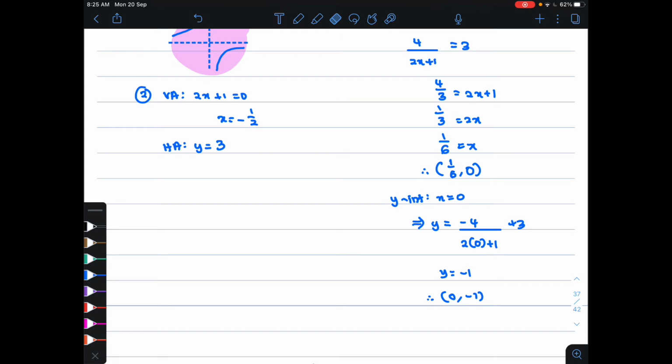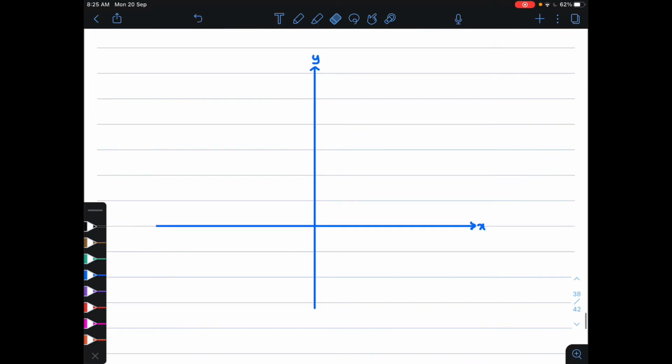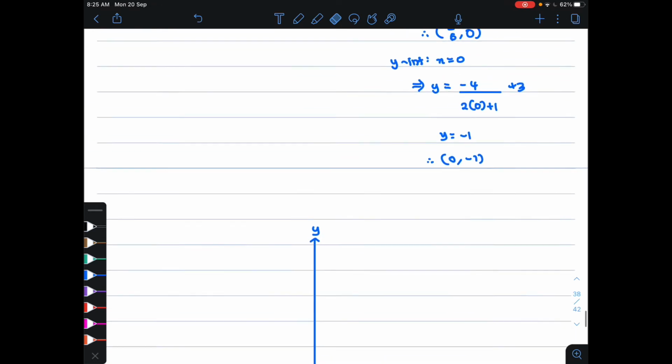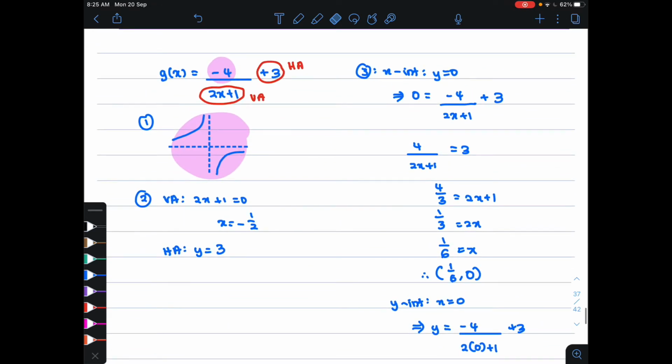So now we have all the information that we need. So let's try and sketch our graph. For this question, you need to draw a very big graph. So lukis x-axis dengan y-axis besar. For reciprocal, always draw your vertical asymptote and horizontal asymptote first. Vertical asymptote is at x equal to -half and the horizontal asymptote is y equal to 3.